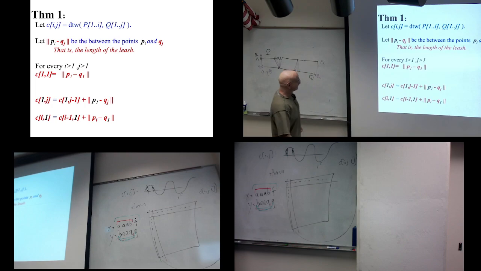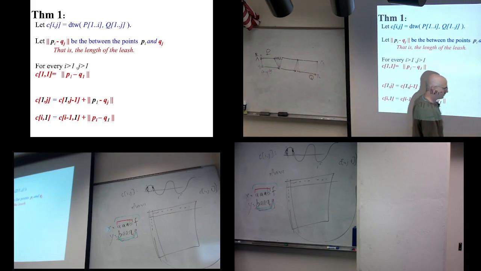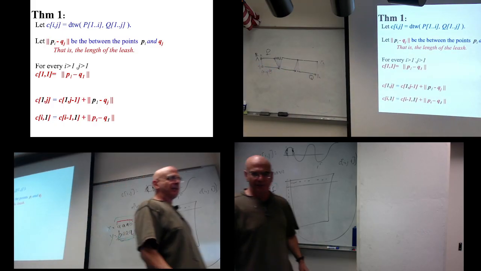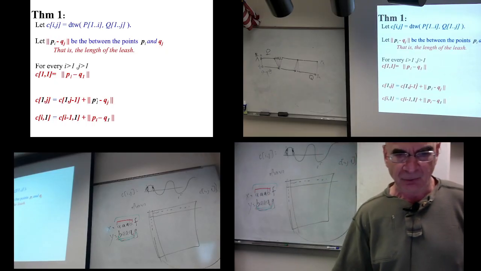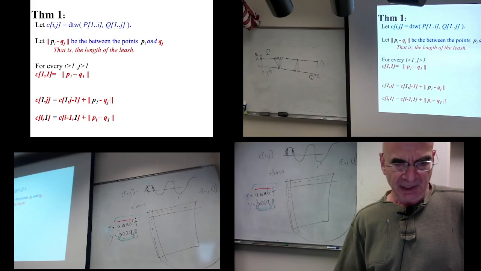C1i says what? I'm stuck over here, and the dog is moving, but I cannot leave my location. That's the whole polygonal path. So C1i is just a sum of the lengths of the leashes between P1 and every other vertex up to the Qi. And you can do it in n squared. This just makes a quicker summation, how to initialize it. And similarly for Ci1.